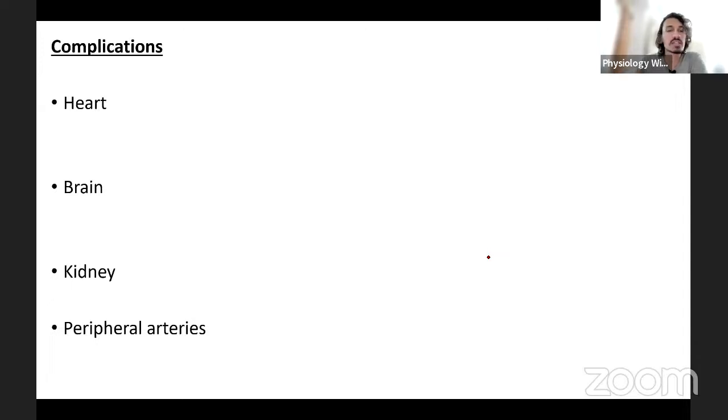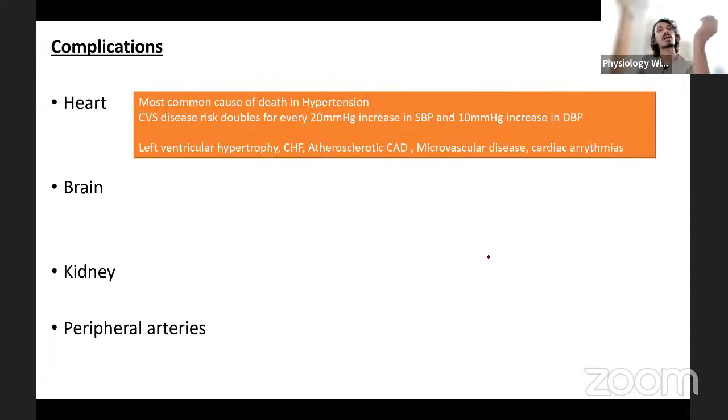Now, what are the complications of hypertension? In the heart, cardiovascular problems related to the heart are the most common cause of death in hypertension. It is seen that for every 20 millimeter increase in systolic BP or every 10 millimeter increase in diastolic BP, the cardiovascular risk doubles. Okay, so one thing is the problem with afterload. There's always going to be a higher afterload against which your heart has to pump. That can result in left ventricular hypertrophy. Eventually, heart failure can happen.